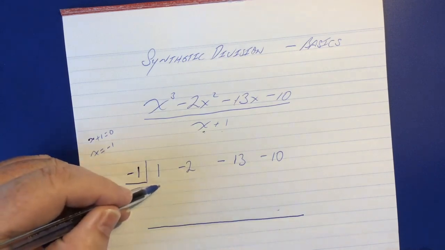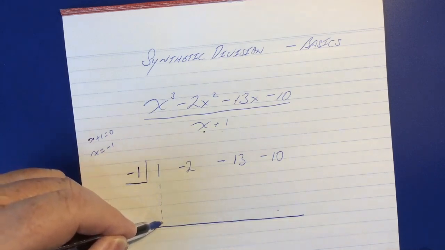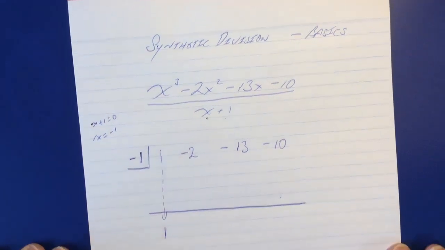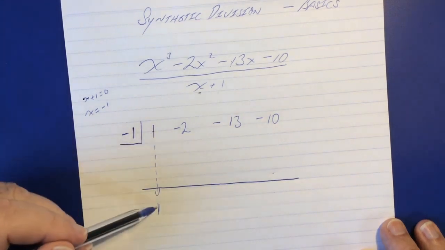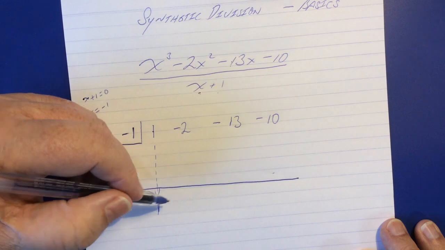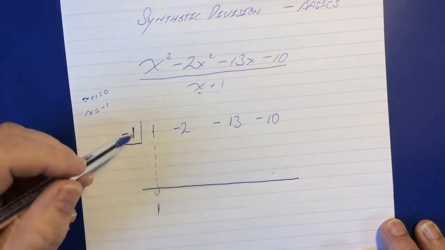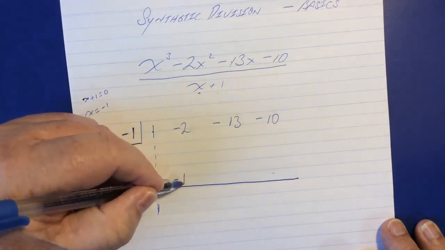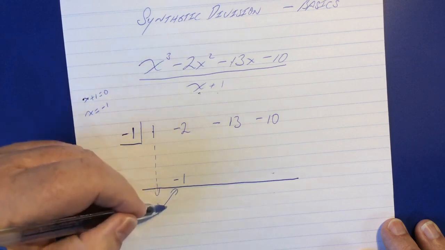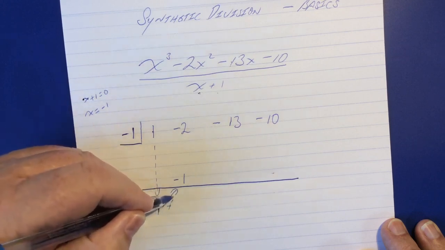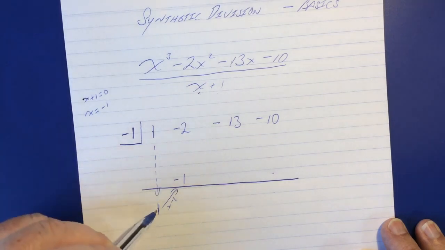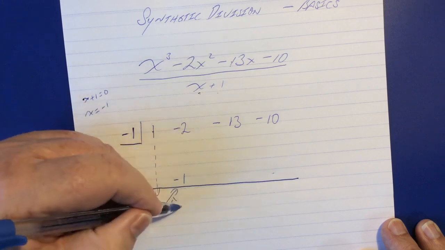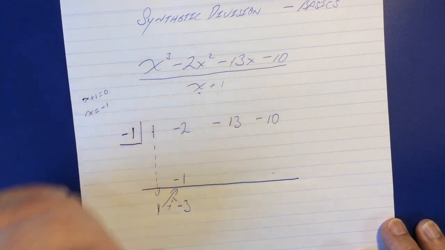Next move. Right, we bring this 1 down to here. So just let me get that into the frame. So we bring this one down to here. And our next move is that we take this one and we multiply it by negative 1. So 1 times negative 1 is negative 1. So this is the pattern. We're multiplying by negative 1. 1 times negative 1 gives us negative 1. And we add these two numbers and we get negative 3.